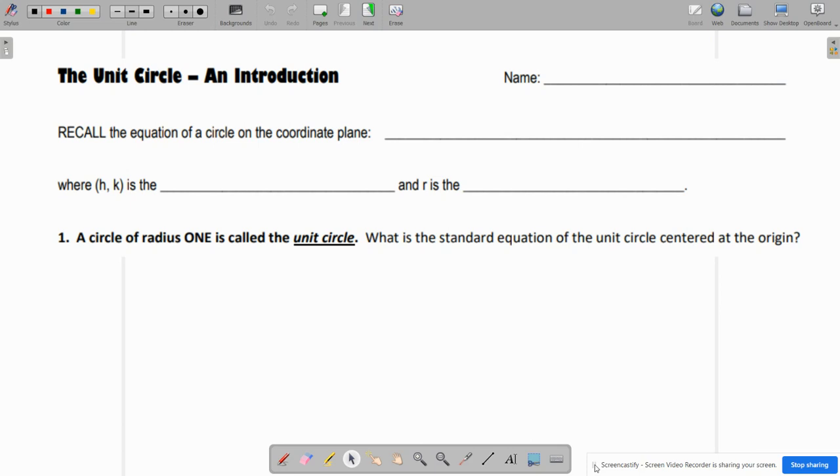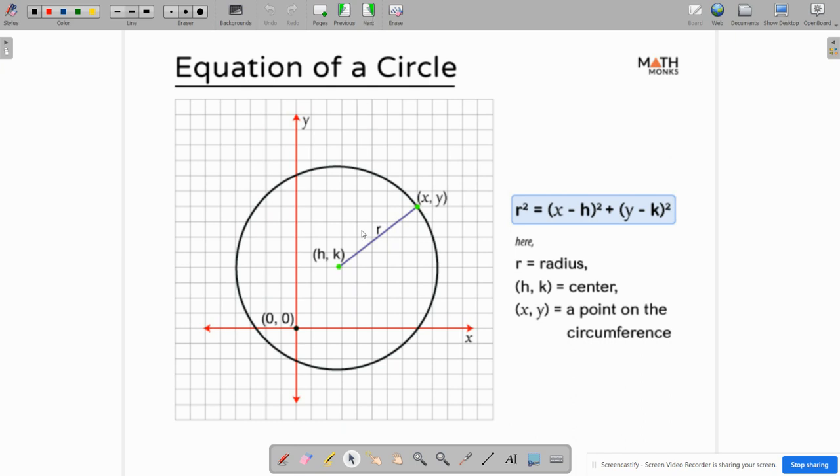In this tutorial, we are going to talk about the unit circle. Before we specifically talk about the unit circle, let's talk about circles in general. The first thing we need to remember from our geometry class is what the equation of a circle is on the coordinate plane. I found this just to show you a quick reminder of what the equation is.